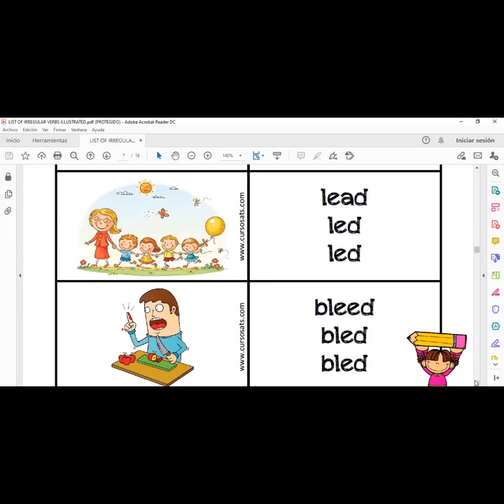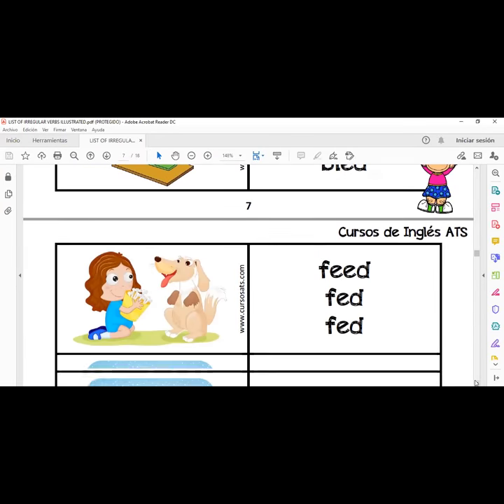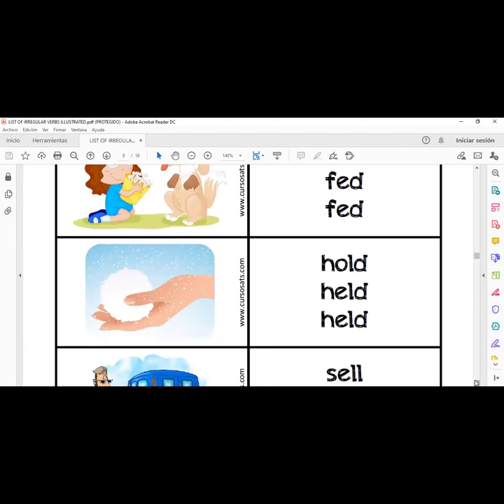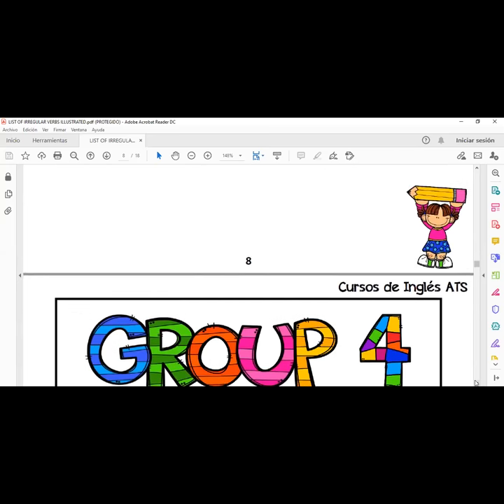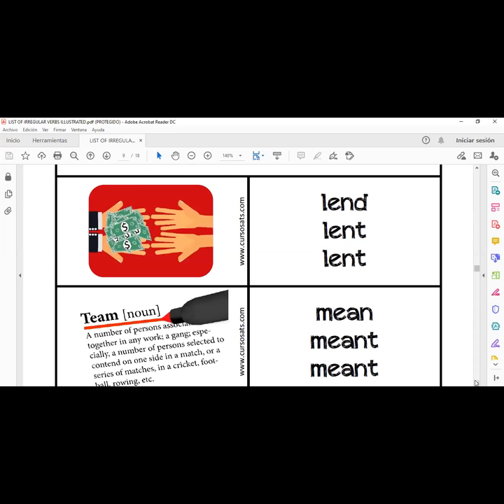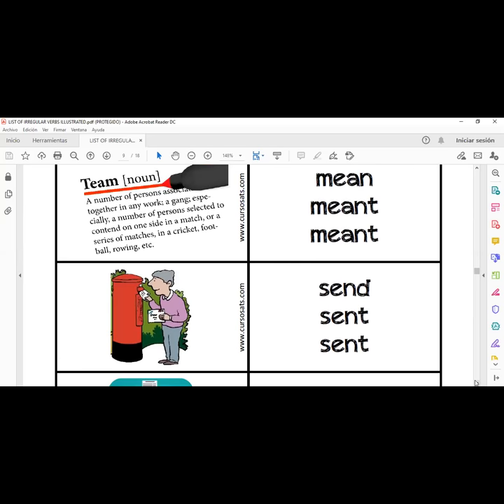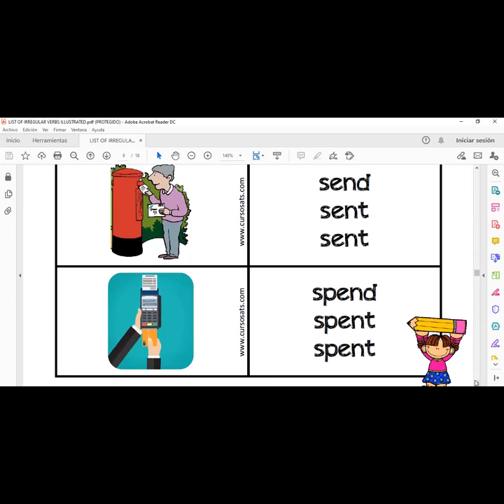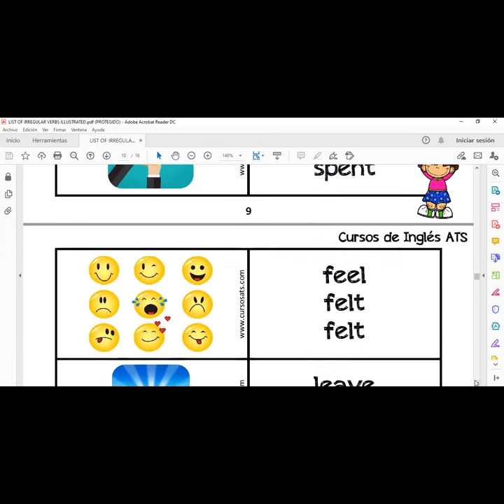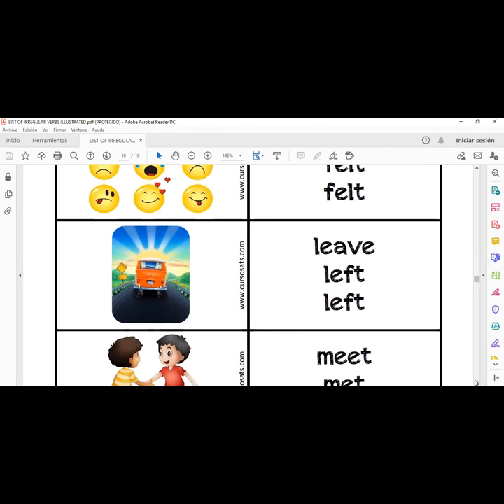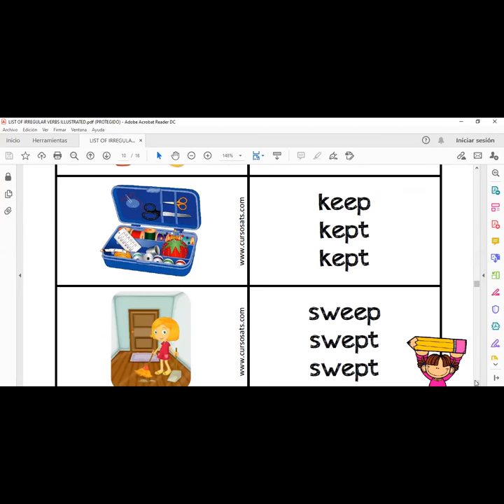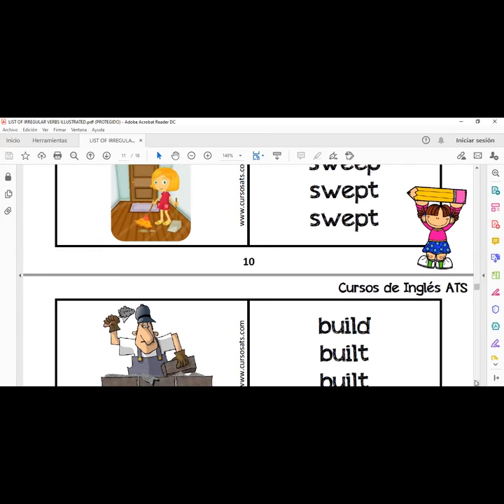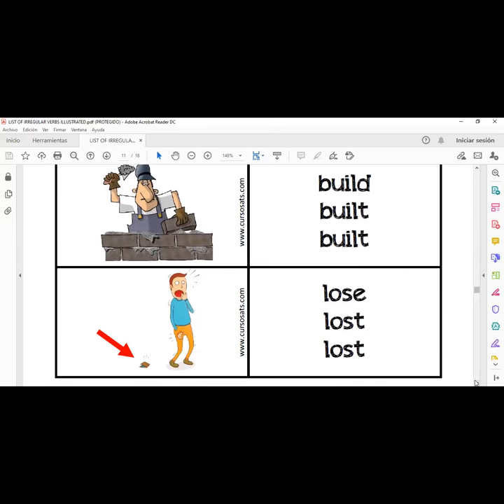Lead, led, led. Bleed, bled, bled. Feed, fed, fed. Hold, held, held. Sell, sold, sold. Tell, told, told. Group four. Lend, lent, lent. Mean, meant, meant. Send, sent, sent. Spend, spent, spent. Feel, felt, felt. Leave, left, left. Meet, met, met. Keep, kept, kept. Sweep, swept, swept. Build, built, built. Lose, lost, lost.